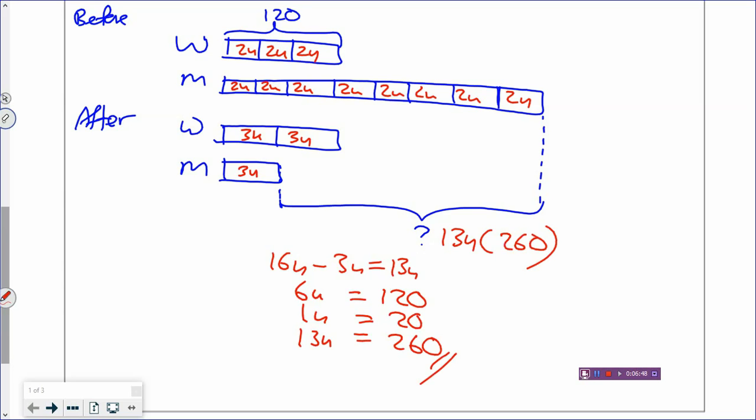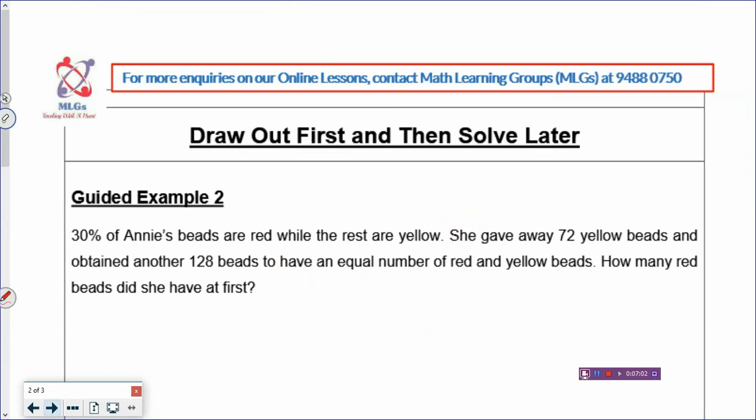Alright, but if you time yourself, you will find that you actually take a longer time to draw the model compared to the other method, which is the table method, right? That will take a much faster time. Okay, but nevertheless, let's go on to the next problem and let's draw out the problem again and then solve later. So now you have percentage.